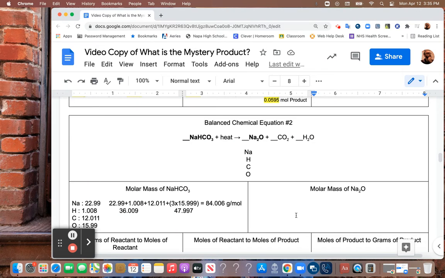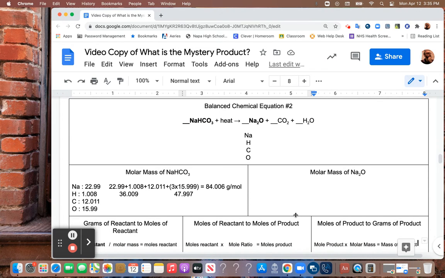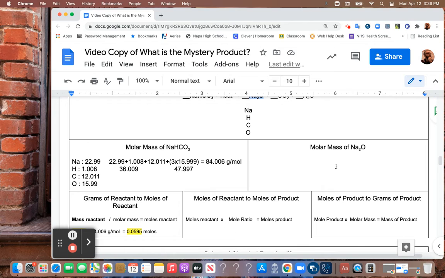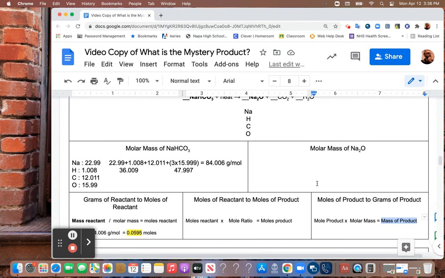All right, here we go, video 2. So in this lab, we don't actually know what is created. Maybe it was sodium hydroxide, but maybe it's sodium oxide. We don't know. So what we're doing is we're going to do this calculation 4 times, one for each possibility. And we're going to look at all those grams of product, and one of them is going to match what we found in lab. And that'll tell us what the right answer is.